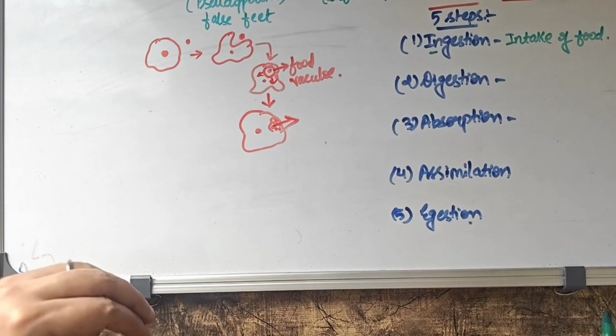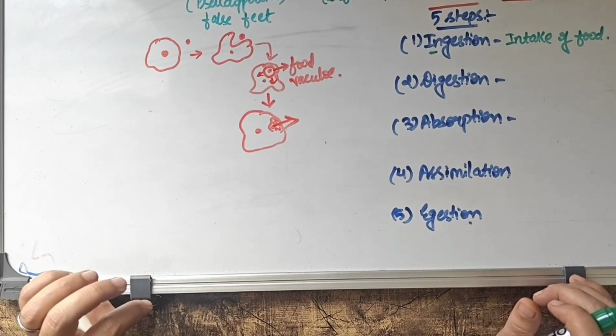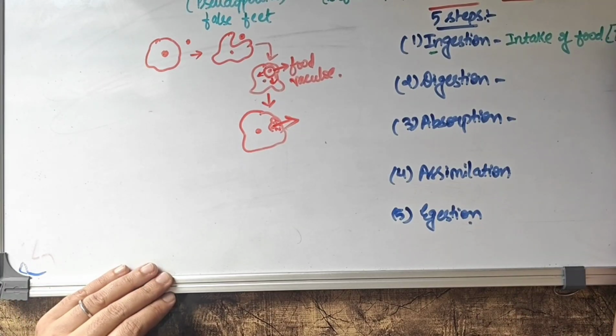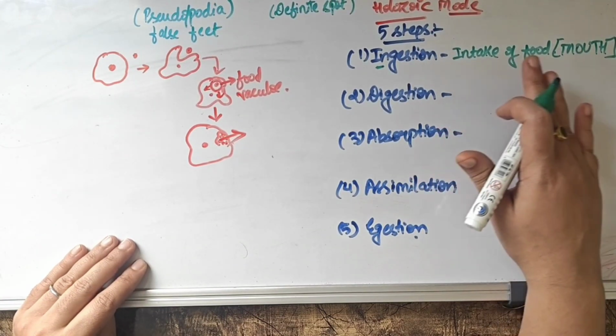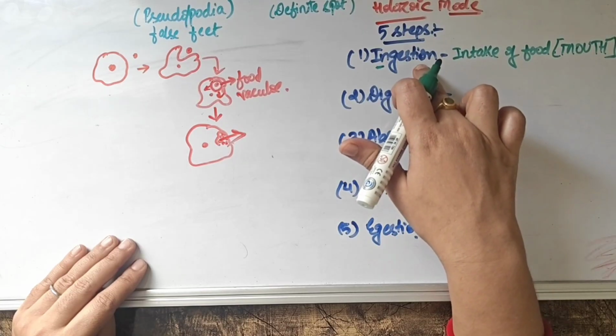You all eat your food, and what is the site through which you are eating the food? The site for ingestion of your food is something known as your mouth. Through the mouth we intake the food. So the process of intake of food is known as ingestion.